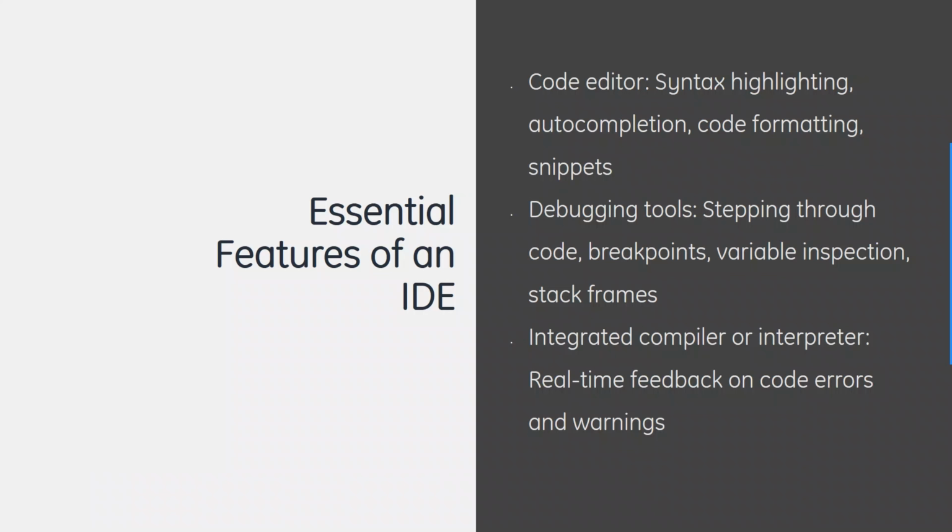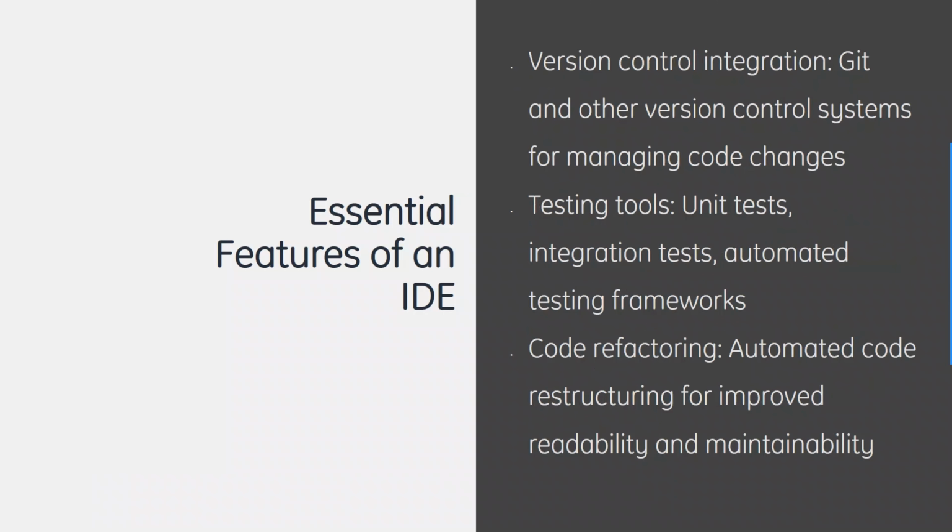So, what are the essential features of an IDE? Firstly, we have a code editor: syntax highlighting, auto completion, code formatting, and snippets. The second one is debugging tools: stepping through the code, breakpoints, variable inspections, stack frames, and an integrated compiler or interpreter with real-time feedback on code errors and warnings.